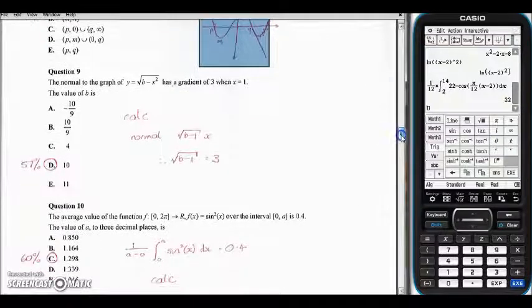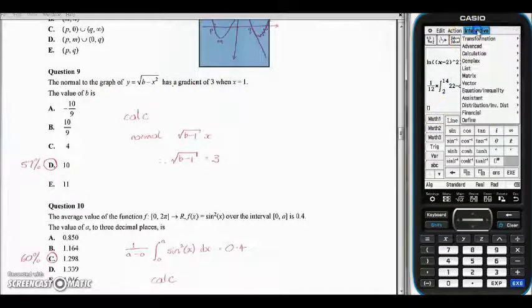Alright, question 9, another pretty tricky one I thought. The normal to the graph of y equals the square root of b minus x squared has a gradient of 3 when x equals 1. So what's the value of b? So what I would do here is I'm just going to see what's going on with this normal.